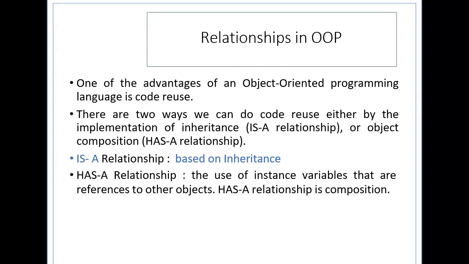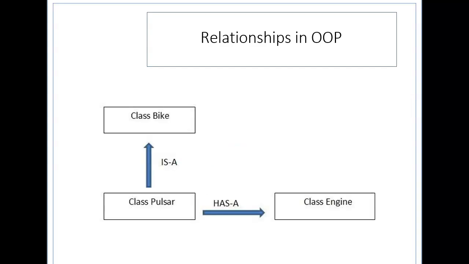Then relationship in OOP. One of the advantages of OOP language is code reuse. Why are we using this inheritance? Code reuse. Because you will write something once and you can utilize or reuse it again and again using inheritance. So there are two ways we can reuse the code. First one is you can use the inheritance or object composition. So is-a relationship, if you talk about it, is based on inheritance. Has-a relationship is the use of instance variables that are references to other objects, which is has-a relationship, composition. I'll try to explain this with the diagram.